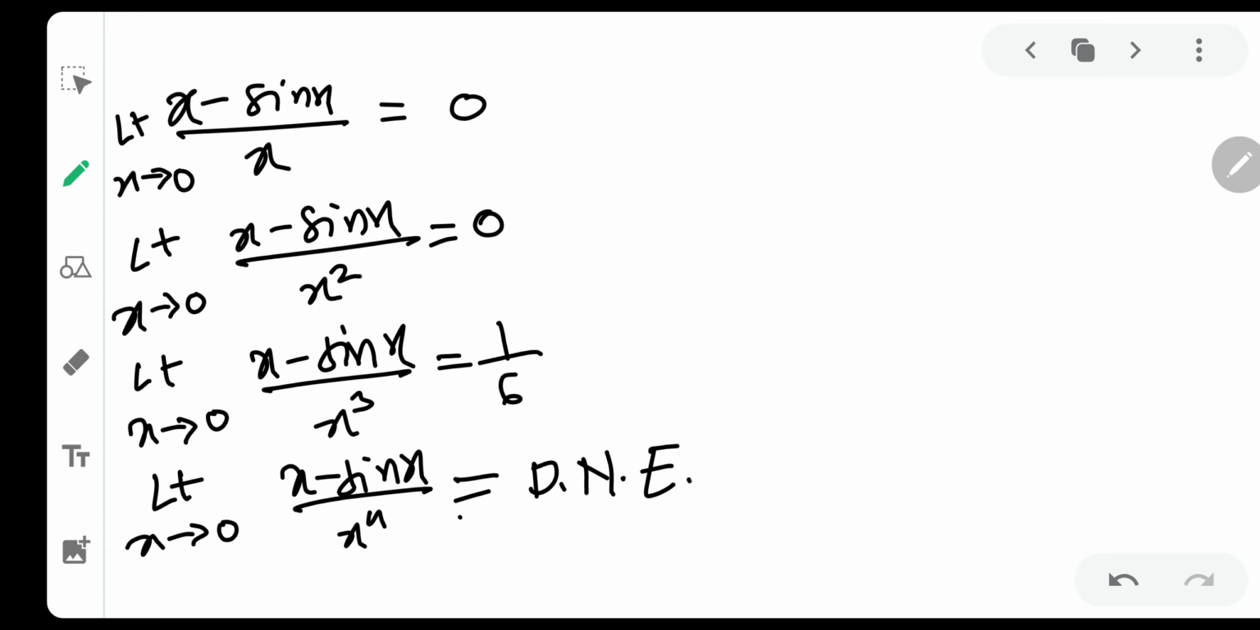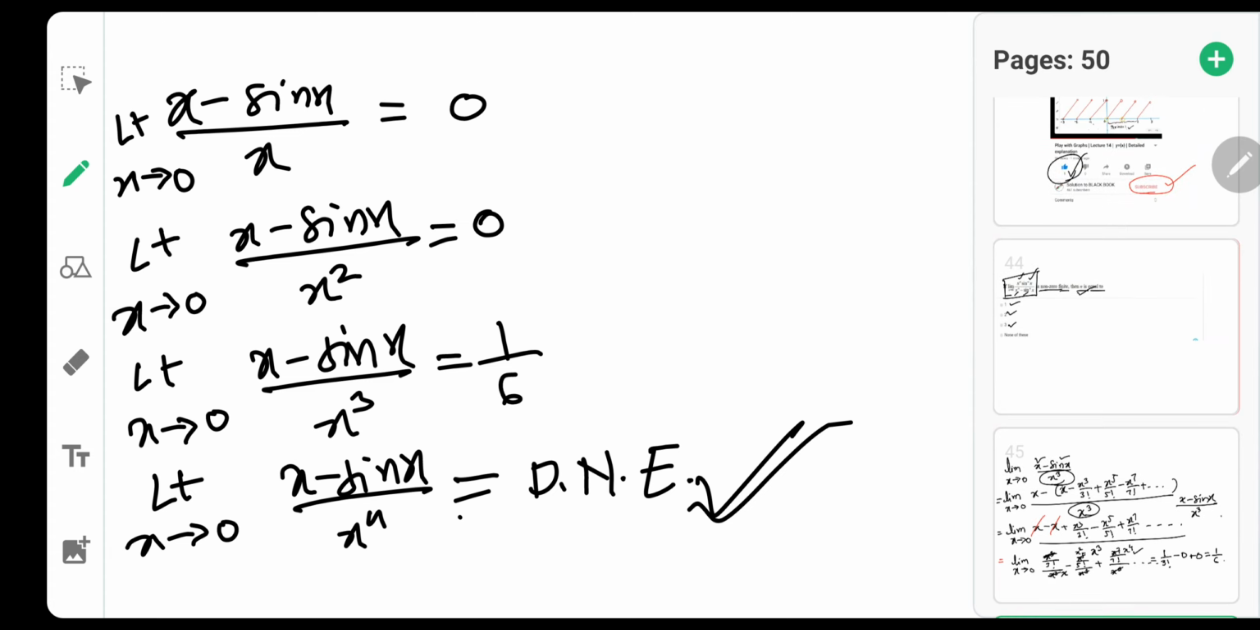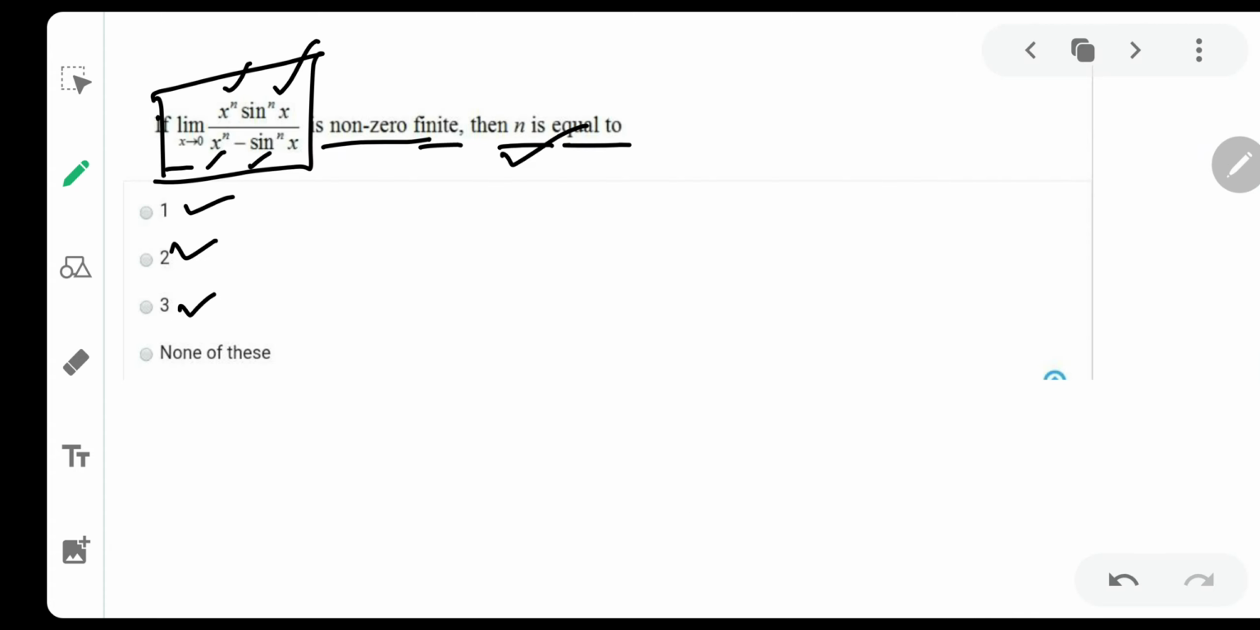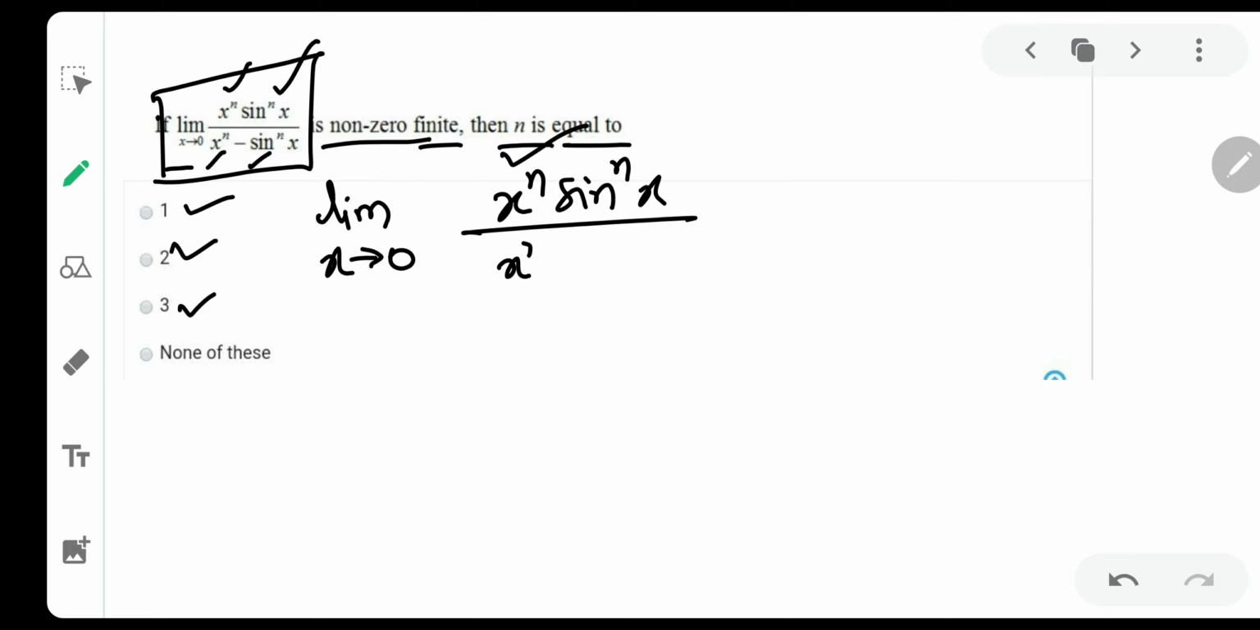This is what you need to know. So I hope this concept got cleared. Now we can get back to the question. The question is: limit x tends to 0, x raised to n sin raised to n x upon x raised to n minus sin raised to n x.